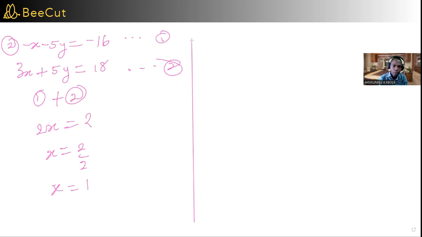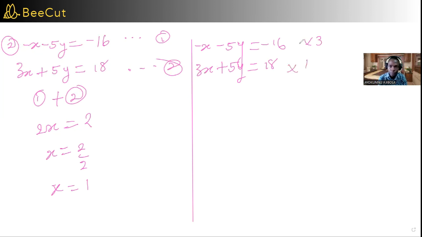So let me move the page. The equations I have: -x plus 5y equal to -16, then 3x plus 5y equal to 18. I want to eliminate x now to find y. How do I eliminate x? I must make x have the same value. The x here is 1, the x here is 3. So the LCM of 1 and 3 is 3. When you multiply this equation by 3, this becomes 3, and when you multiply this by 1, this remains 3. That's the objective. So let's multiply by 3.